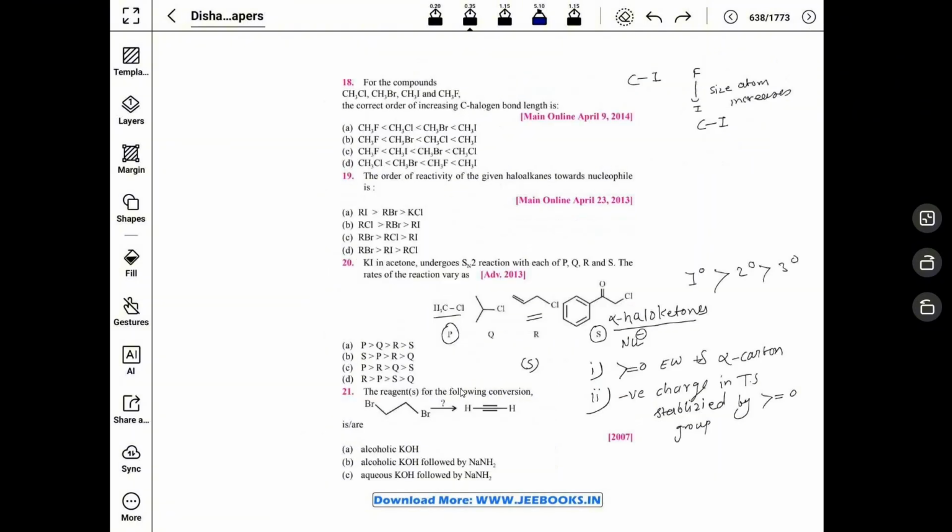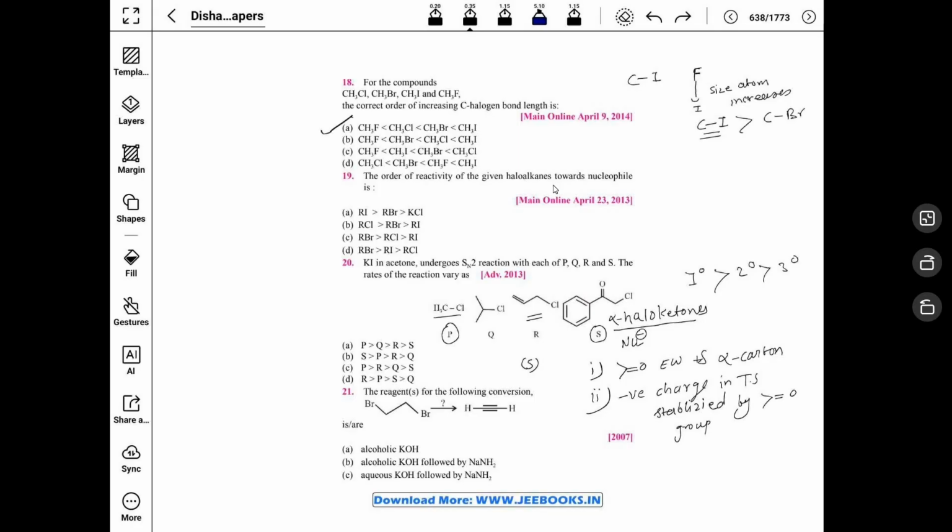Now moving to the next. For the compounds, what is the correct order of increasing carbon-halogen bond length? If you see, down the group from fluorine to iodine, the size of the atom increases. Therefore, with the increase in size, the bond length is also increasing. So carbon-iodine bond length will be more than carbon-bromine, and so on. So the correct answer will be A.